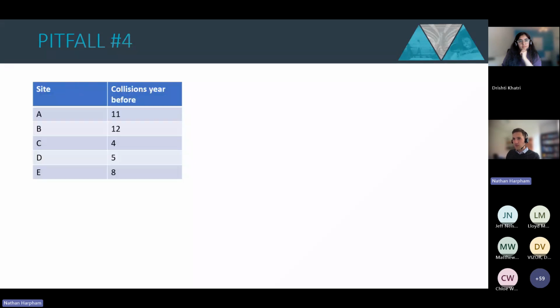Okay, pitfall number 4. So similar setup. We've got 5 sites A, B, C, D, E. And this is the number of collisions I'm seeing the year before at each of these sites. So, suppose I'm a policymaker and I'm looking at this data and I think, okay, sites A and B are dangerous. We need to fix those. So we install an intervention at sites A and B, some kind of traffic calming measure maybe.